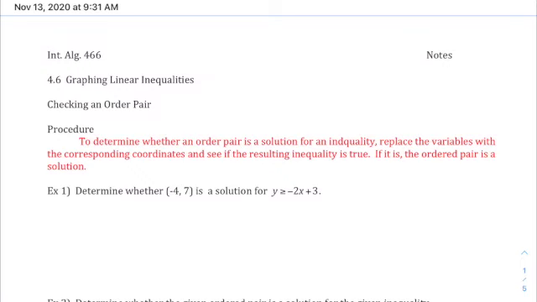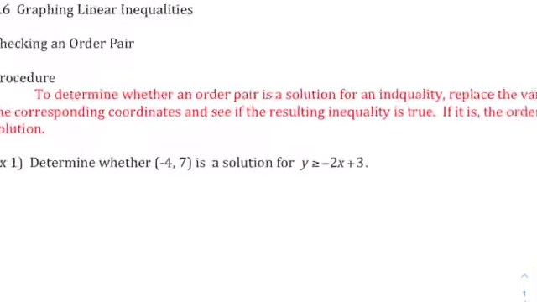So the procedure is to determine whether an ordered pair is a solution for an inequality. Replace the variables with the corresponding coordinates and see if the resulting inequality is true. That means they equal to each other. If it is, the ordered pair is a solution. So just pretty much plug it in and see if they equal to each other.